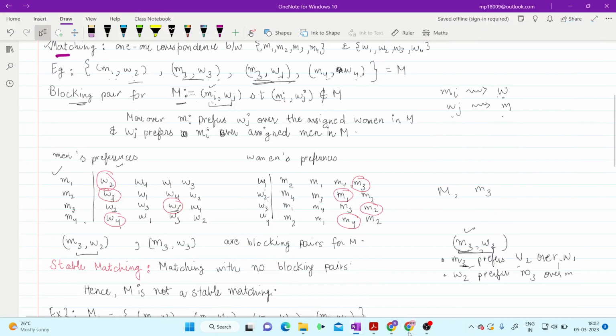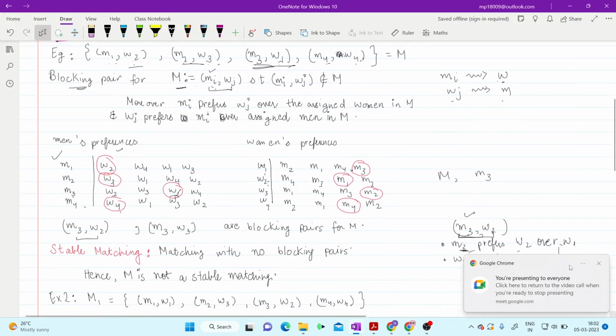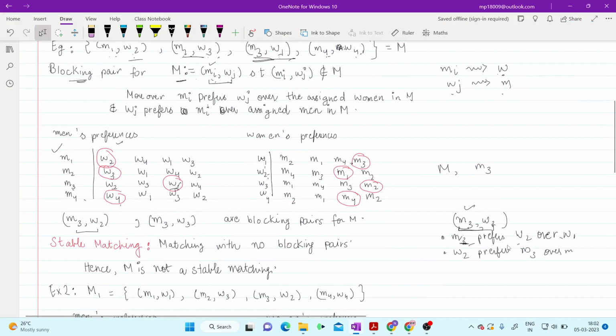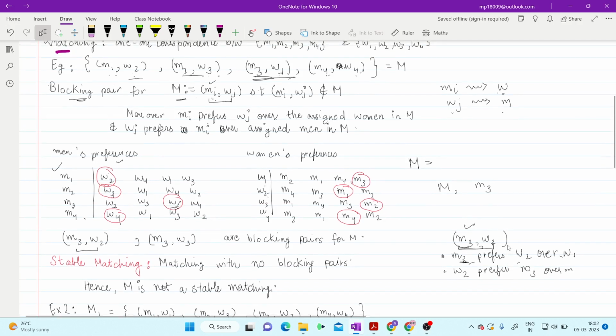I'll explain again. I am considering this as my matching. That is, M1 is assigned W2, M2 is assigned W3, M3 is assigned W1, and M4 is assigned W4. And now I want to see if M3 W2 is a blocking pair for this matching.